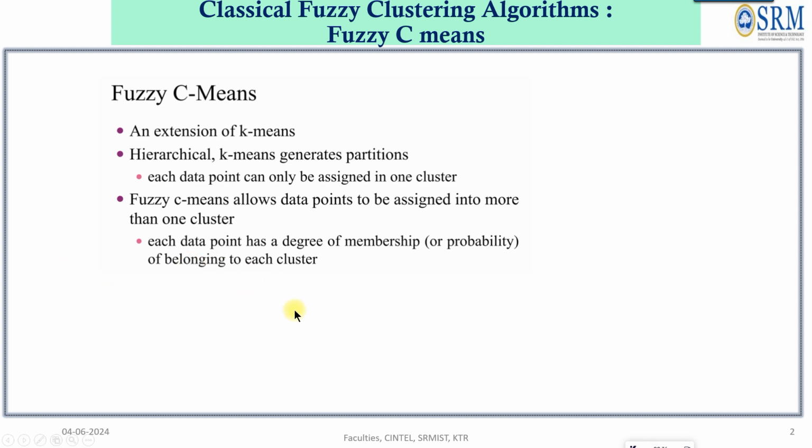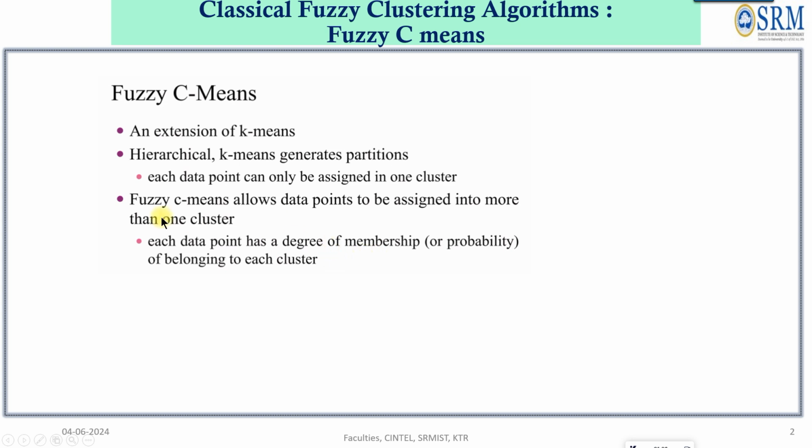We know that hierarchical clustering or the K-means clustering algorithm will always generate different partitions, and in each partition, based on similar features and a similarity measure, each and every data point will be stored into separate clusters. That is, each data point can only be assigned to one cluster.